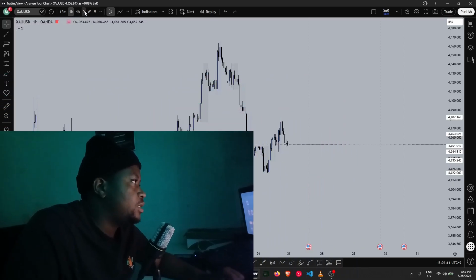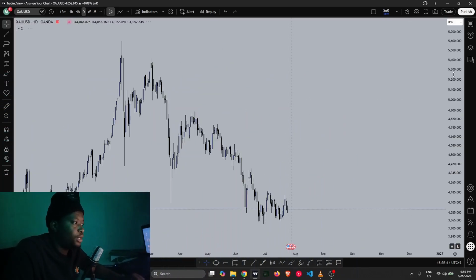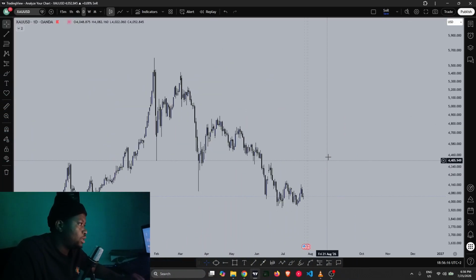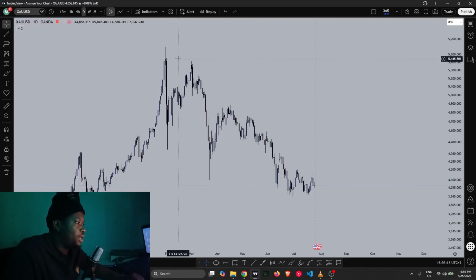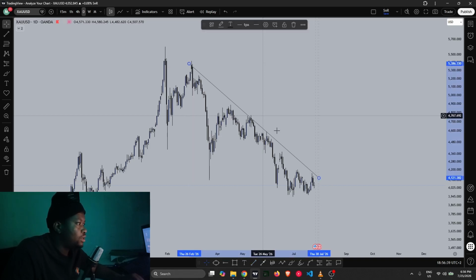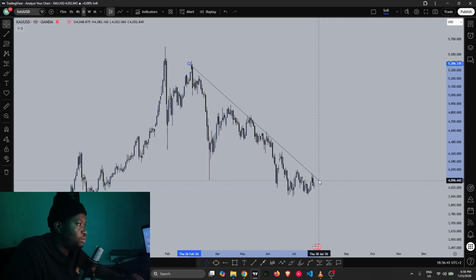So let me just go on the daily time frame so that we can start from there. As you can see here on the daily time frame, gold has been very bearish. The first thing that we're going to start with is finding this swing point, and there's another swing point here which caused this market to break down here, right? So that is the first thing that we can see here on gold.